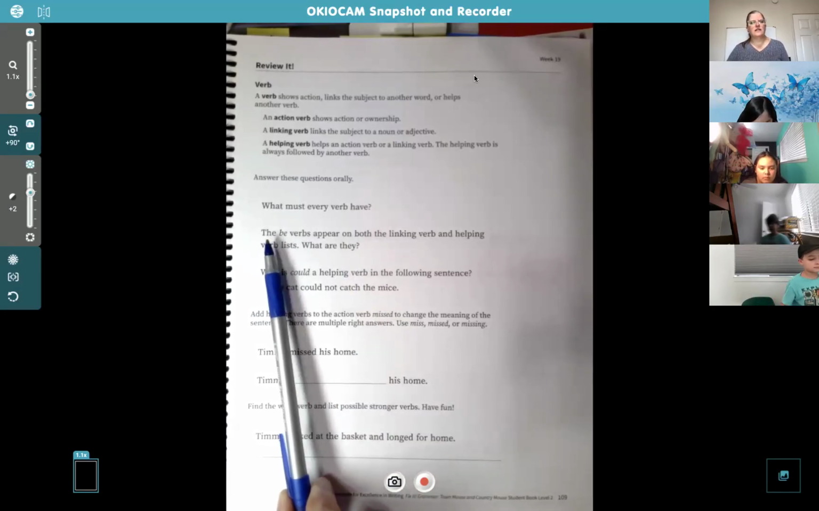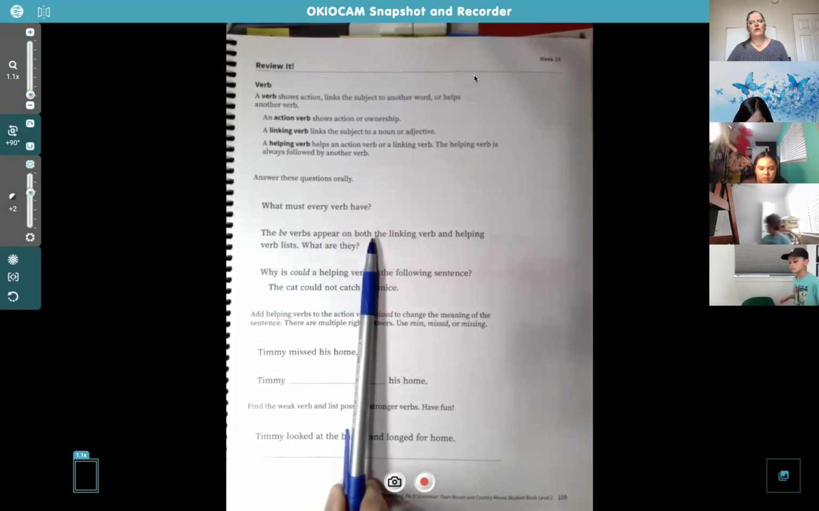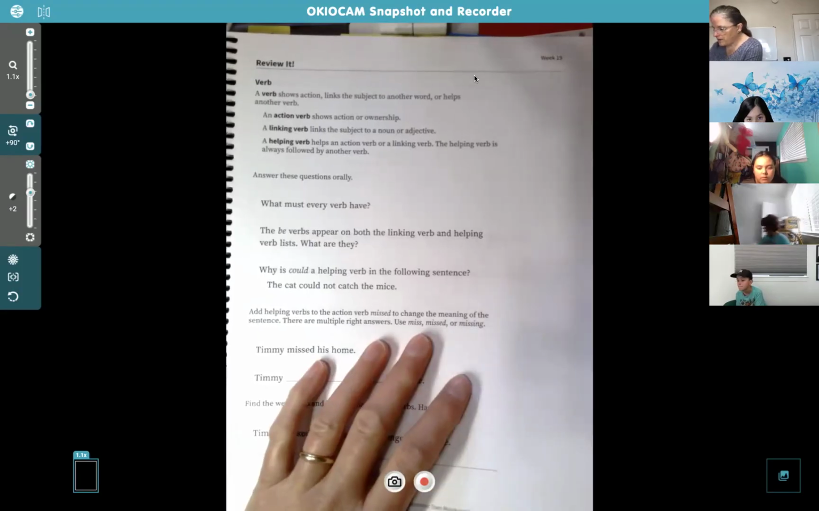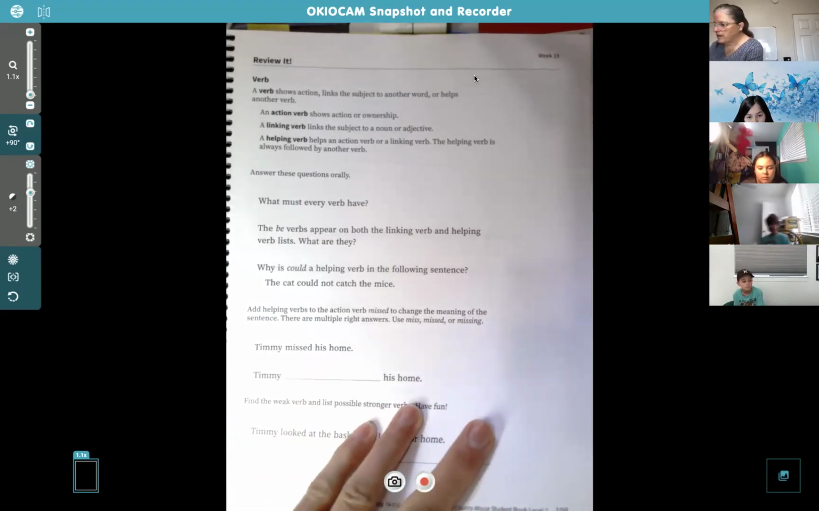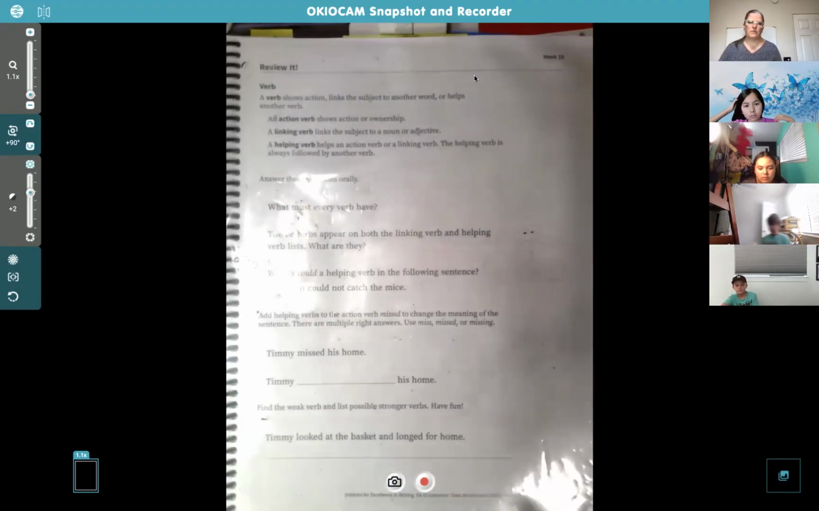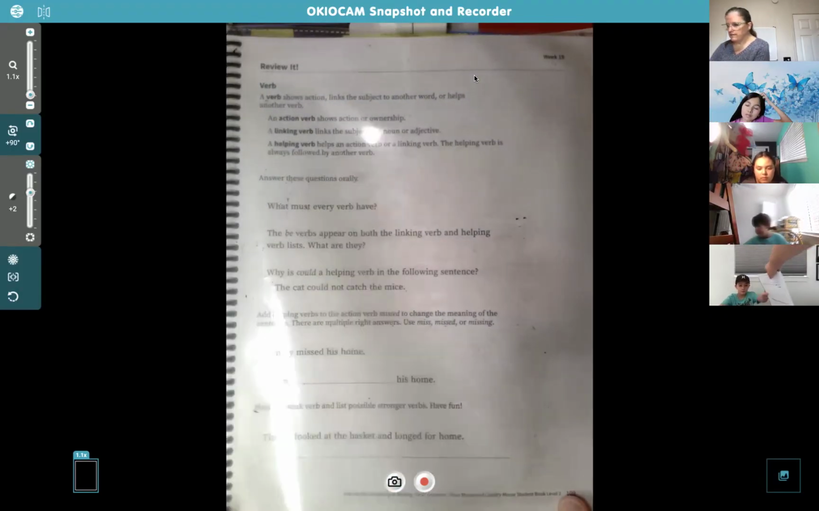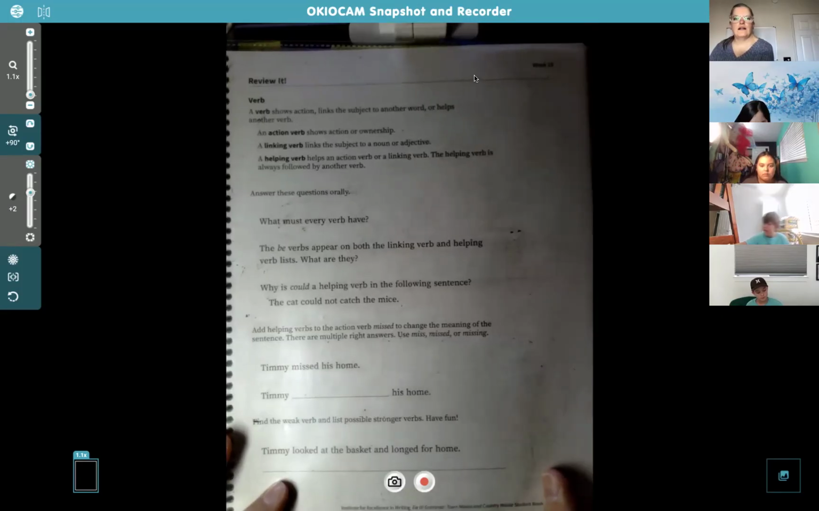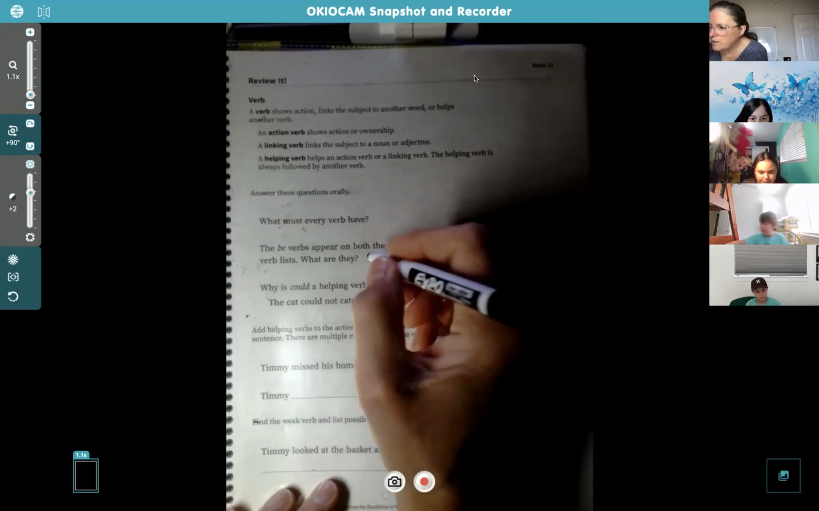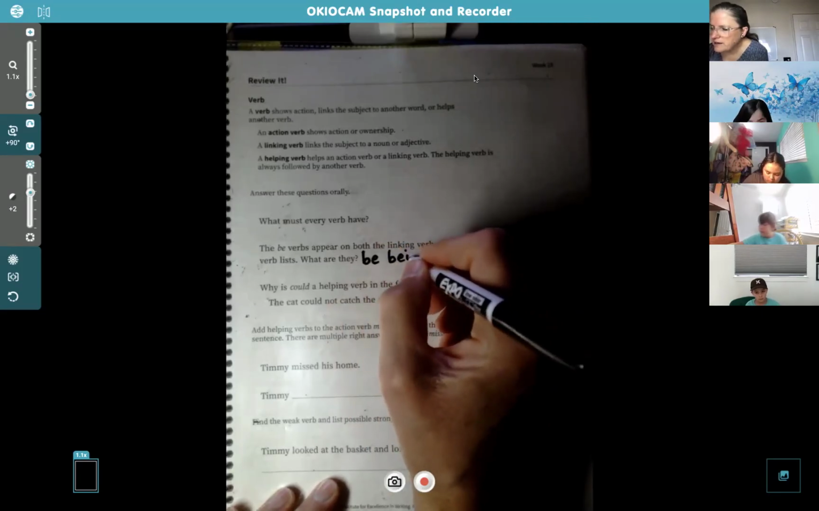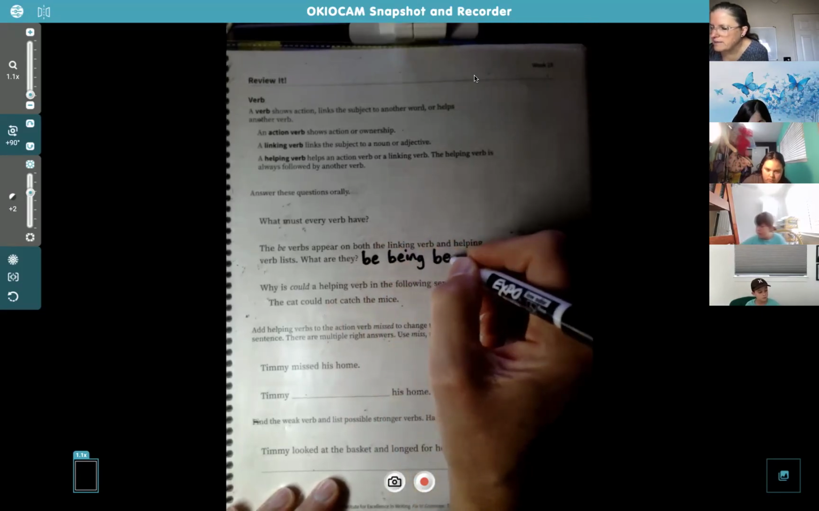All right, and then it says the be verbs appear on both the linking verb and the helping verb lists. What are they? I am going to have you guys write this one down because the be verbs, it sounds weird. It's not be like as in a buzzing bee. It's just be. It's a different be. All right, so I'm going to have you write down these words right here next to that. Be, being, and been.